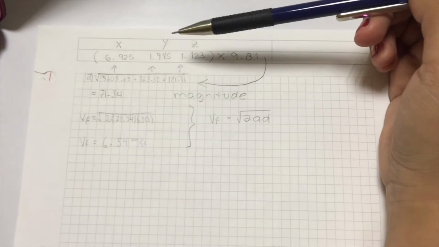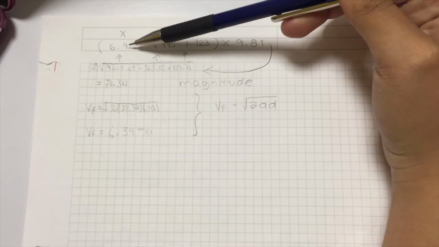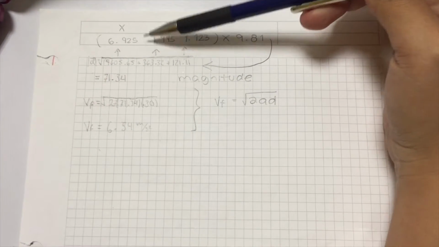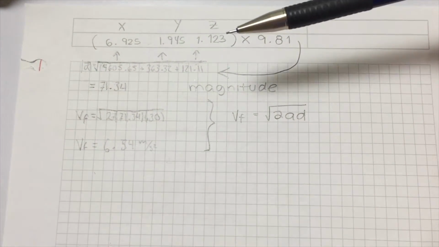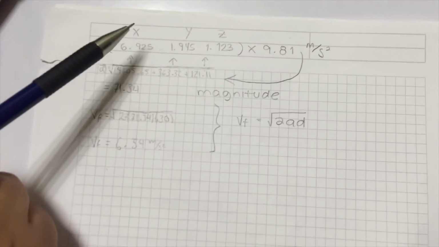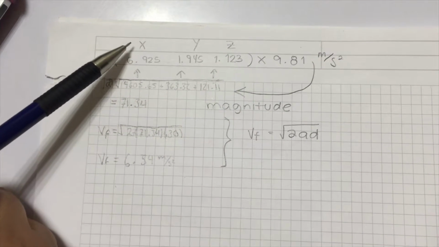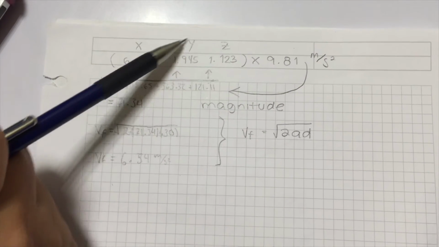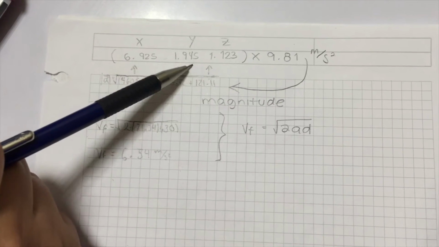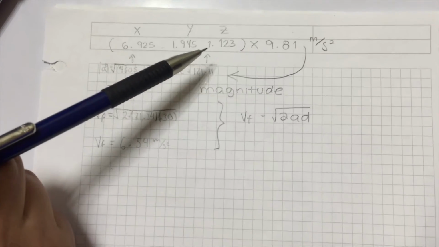These are our data from the iPhone application. This means that the x-axis is 6.925, the y-axis is 1.955. These are the data that we got from the application of the iPhone, and this means that in the x-axis it was 6.925, in the y-axis it is 1.935, and in the z-axis it is 1.123.